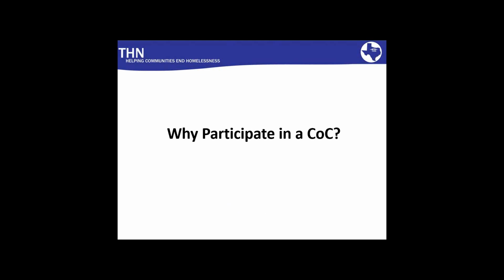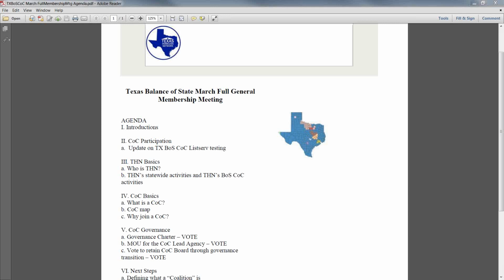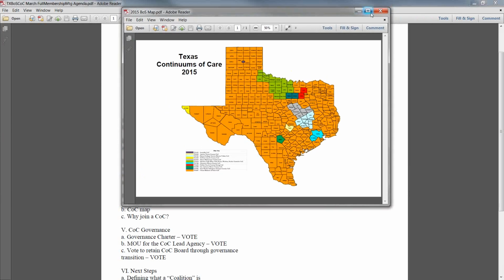All right, that is the end of what is a COC. I want to make sure that we address a question that did come in when we get to why participate in a COC. So I'll remind you of that question when we get to that. But I am going to show everyone the map.